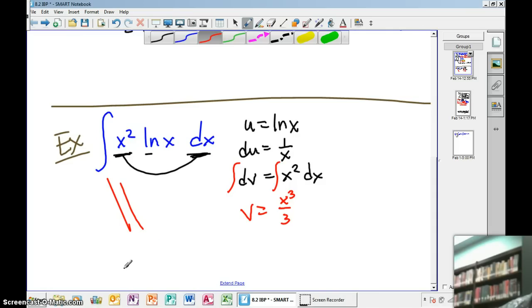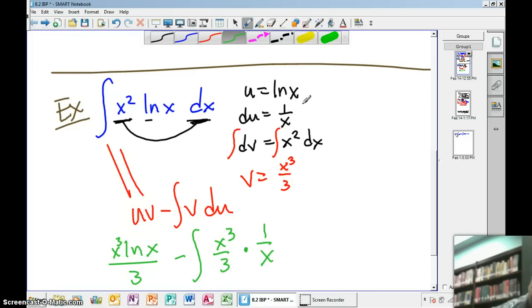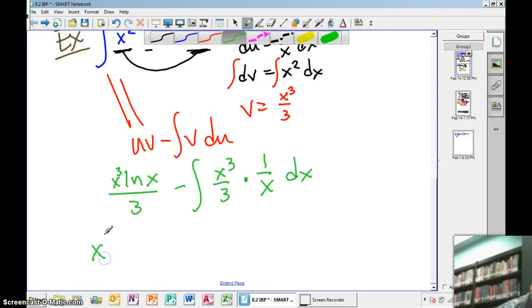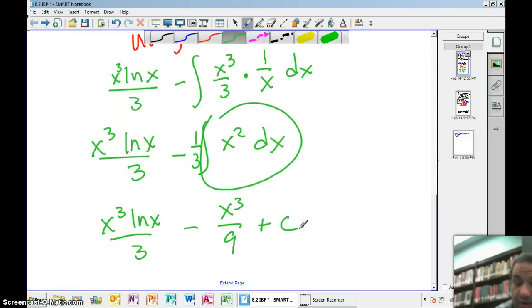So now the formula says this guy is equal to uv minus v du. So let's plug and play here. So this is going to be u times v, which is just going to be the natural log of x times x cubed all over 3, minus the integral of v, which is something we can do, times du, which is 1 over x. And actually, I forget to do this sometimes, but this is dx. This is x cubed ln of x over 3 minus, this turns out to be 1/3. I'll bring the 1/3 out, and this is x squared dx. Now I can do this. I know what that is. So this is going to be x cubed ln of x over 3 minus x cubed over 9 plus c. If you wanted to put it all together, we could put it all together. Okay? But this turns out to be your answer.